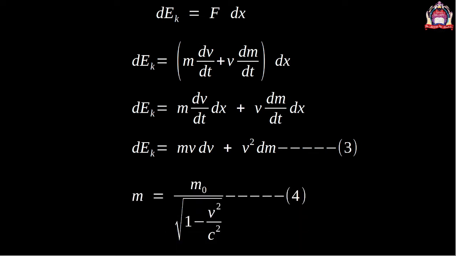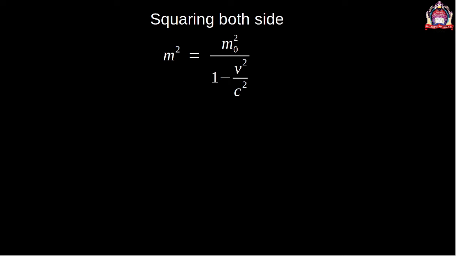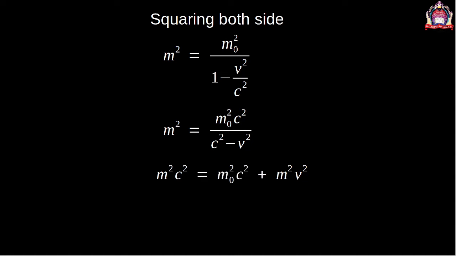Then, as we know, the relativistic mass m is equal to m0 divided by the square root of 1 minus v²/c², as we already discussed in relativistic mass. Squaring on both sides, we get m² = m0² divided by (1 − v²/c²). By rearranging, we get m² = m0² c² / (c² − v²). So m²c² = m0²c² + m²v².